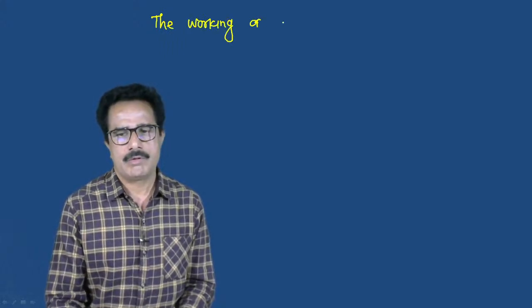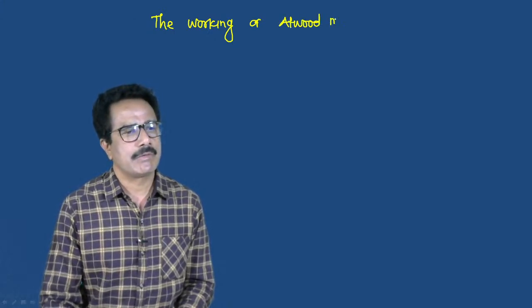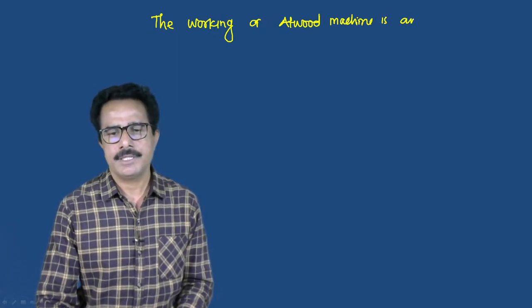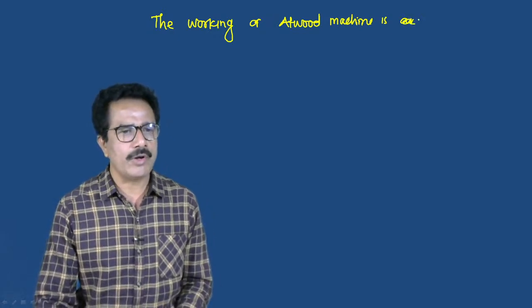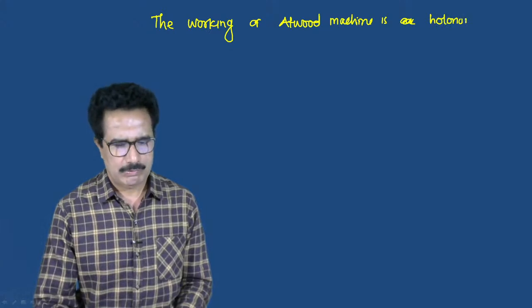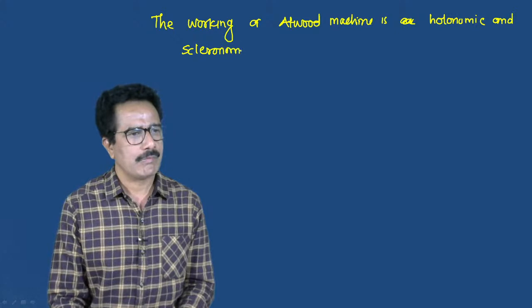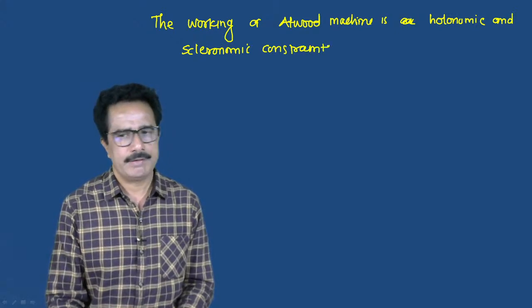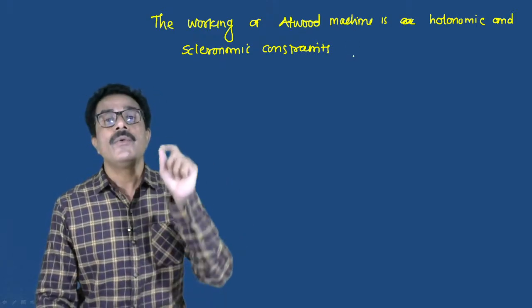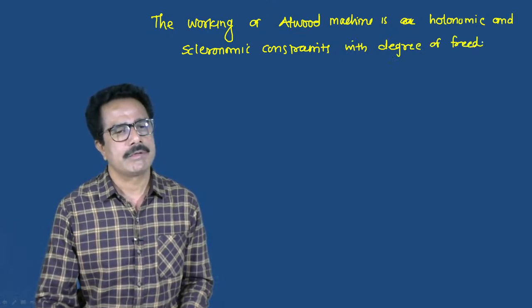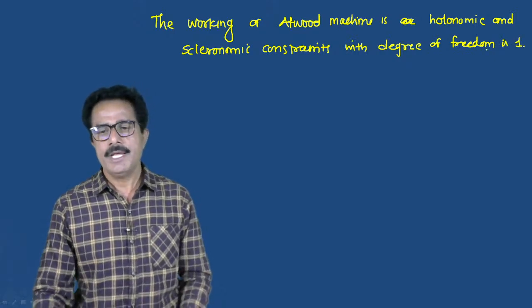The working of Atwood machine is a holonomic and scleronomic constraint system with one degree of freedom. The degree of freedom is 1. Okay.